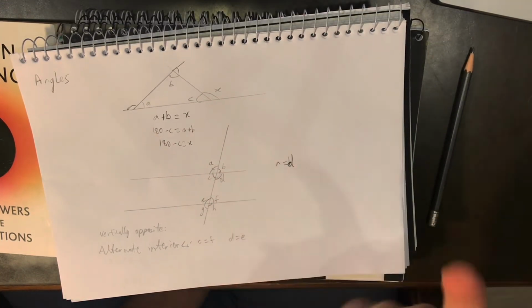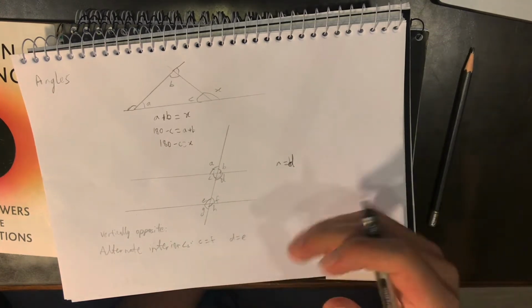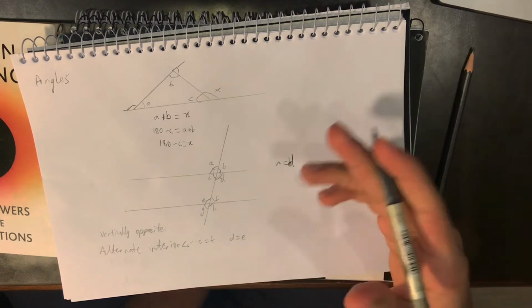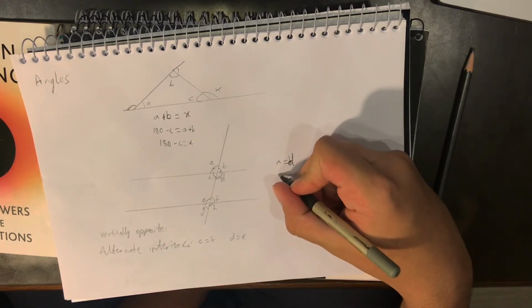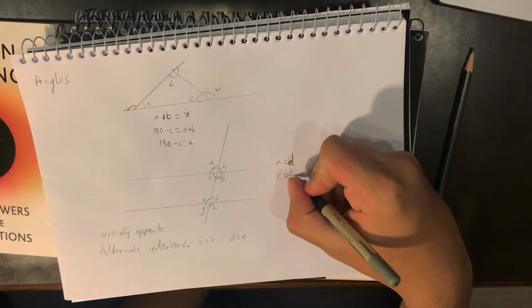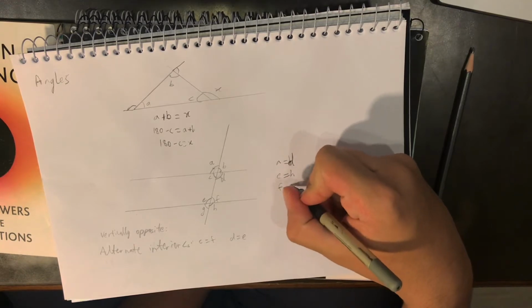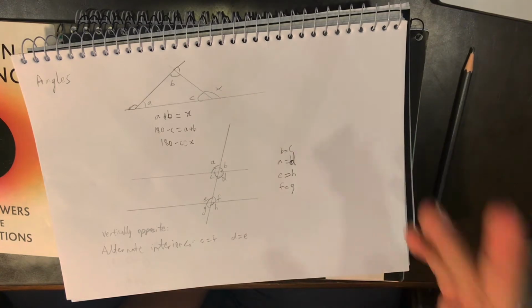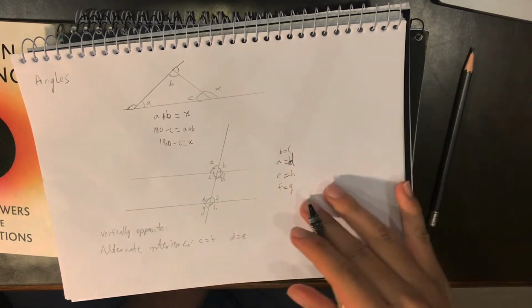These are just the angles that are opposite. If two straight lines cross, they make four angles. There are two sets of opposite angles, and each set is equal. So E is equal to H, F is equal to G, and B is equal to C, and so on.